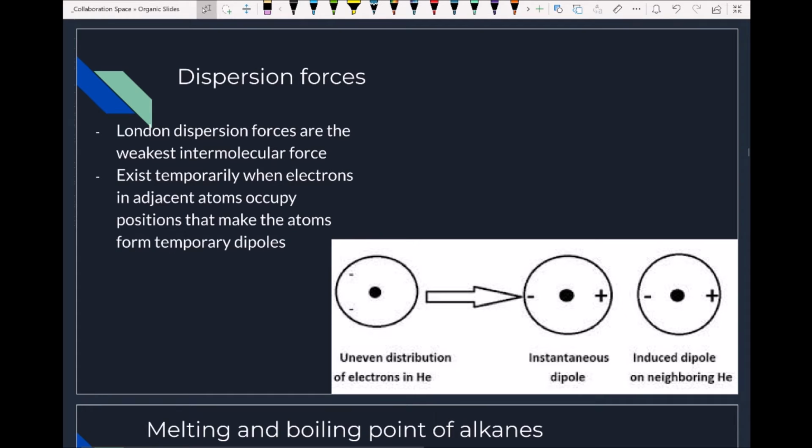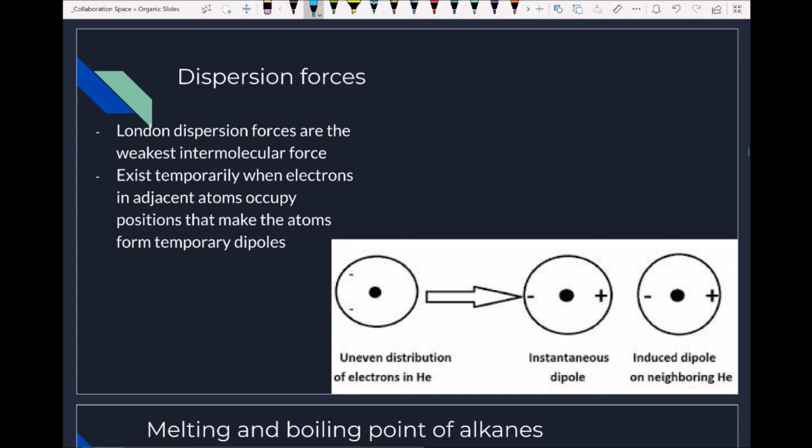Okay, so dispersion forces. Just reviewing this quickly. Dispersion forces, or London dispersion forces, are the weakest intermolecular force. They're caused by temporary interactions, when you've got electrons in adjacent atoms occupying positions that make them form temporary dipoles.